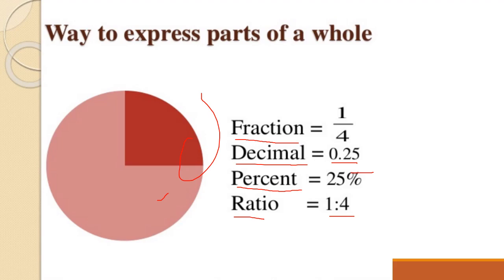When you take the percentage of this decimal, 0.25, written as a fraction, 0.25 is equal to 25 upon 100. So the percentage will be 25. And the ratio can be written as 1/4.